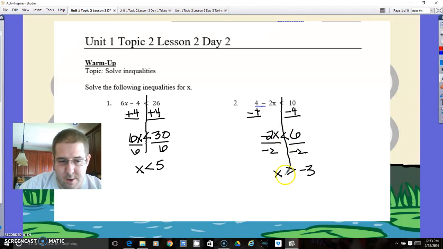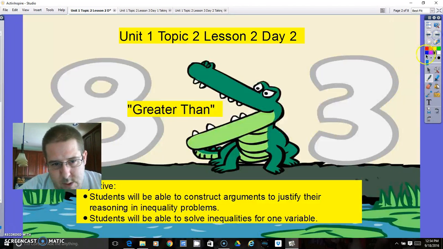If you don't flip the sign, you have pretty much the wrong answer, the exact opposite of the answer. x has to be greater than negative 3, so it can be negative 2.99999 or anything greater than that. In fact, I could say negative 0.999 forever, and it would still be true because that'd be greater than negative 3. All right, so moving on.